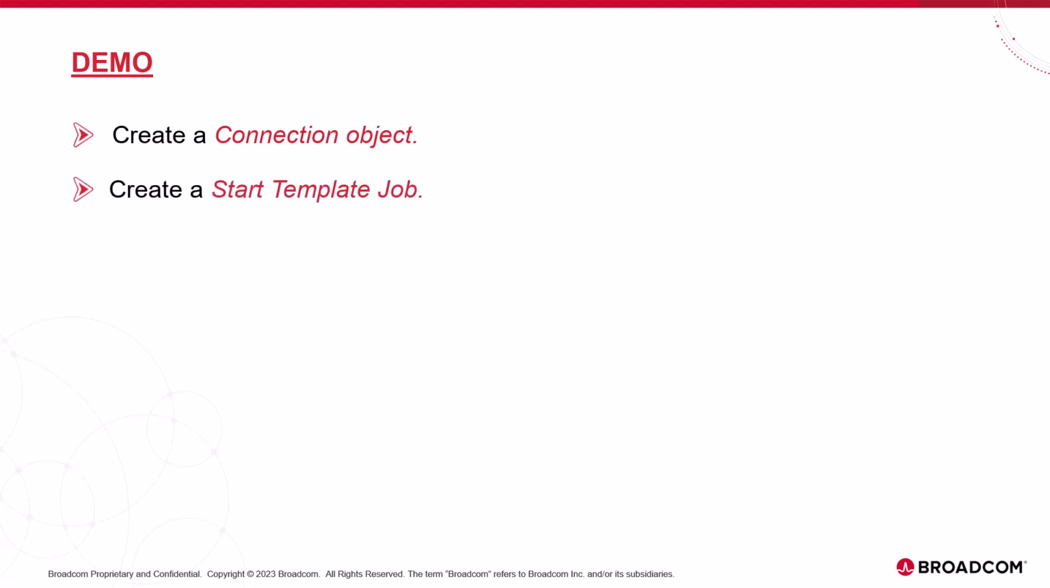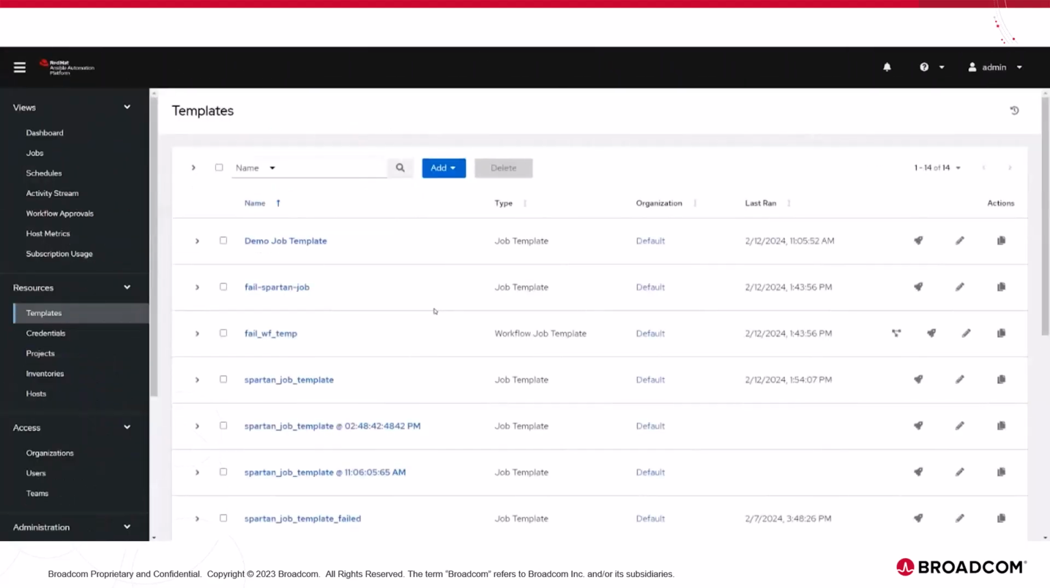In our demo, we will create a connection object. Once we have established the connection to the Ansible Tower environment, we'll create a start template job. Finally, we'll execute and supervise the job. Let's have a look at our Ansible Tower instance. This is the templates view. An Ansible Tower template is a definition and set of parameters for running Ansible jobs.